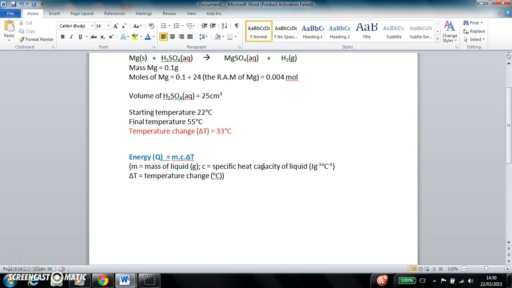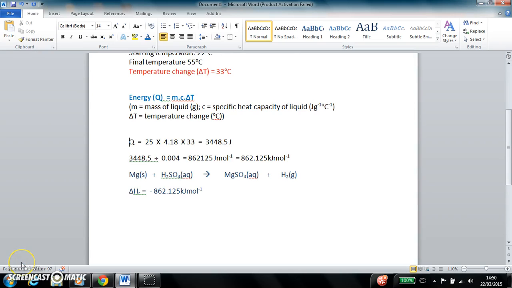So, substituting in some of the numbers, we arrive at the final solution to this experiment. Q equals 25, which is the volume of the dilute sulfuric acid I used in this experiment, 25 centimetres cubed. Again, I'm making an assumption here, which is often done, that the density of the liquid is the same as the density of water, which is 1 gram per centimetre cubed. Hence, 25 centimetres cubed equals 25 grams.